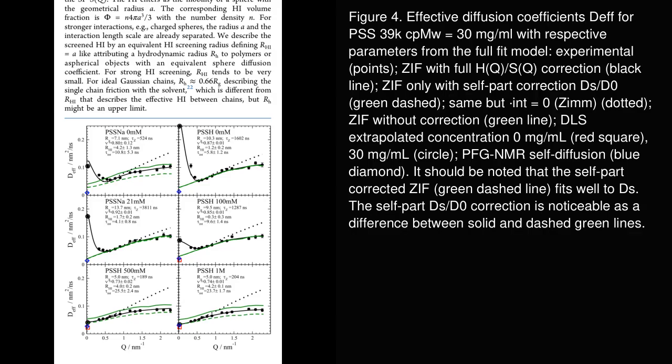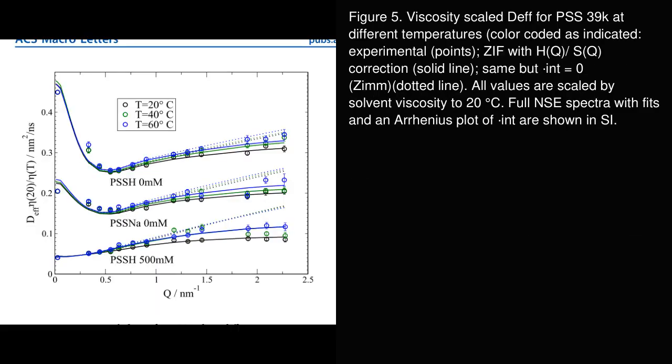Figure 5 presents viscosity-scaled effective diffusion coefficients DEF, measured by NSE for PSS 39K at different temperatures, with data color-coded accordingly. The values have been normalized to the viscosity at 20 degrees Celsius to isolate intrinsic polymer dynamic effects. Experimental points are shown along with model fits from the ZIM internal friction (ZIF) framework, including hydrodynamic and structure factor corrections. Also included is the pure ZIM model without internal friction for comparison.